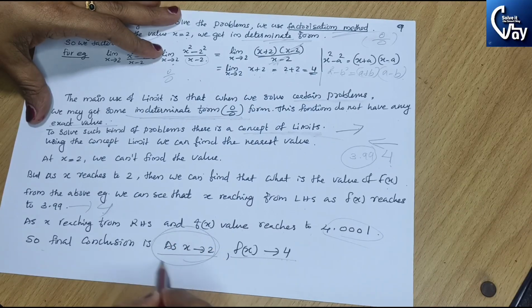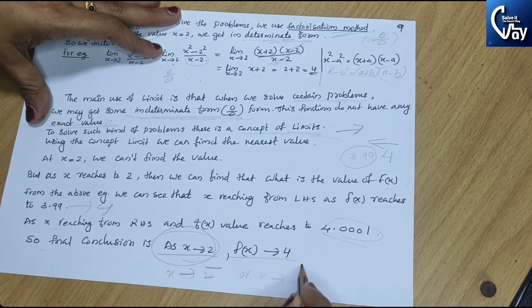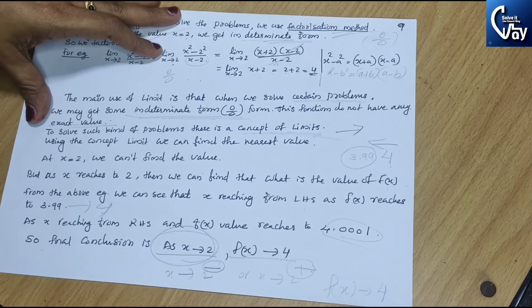Approaching 2 means x approaching 2 from LHS or x approaching 2 from RHS. This plus sign indicates that x approaches 2 from the RHS. This minus sign indicates that x approaches 2 from the LHS. In both cases, f of x approaches 4. Is it clear? Thank you.